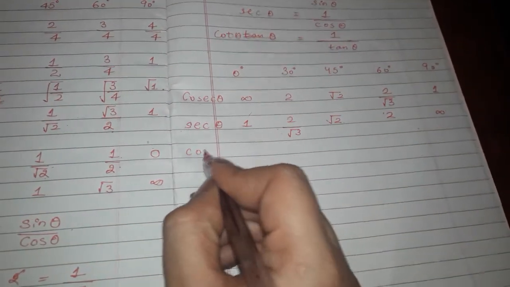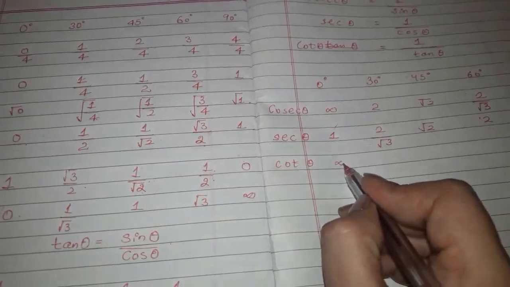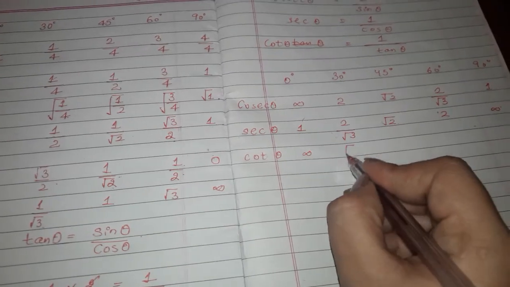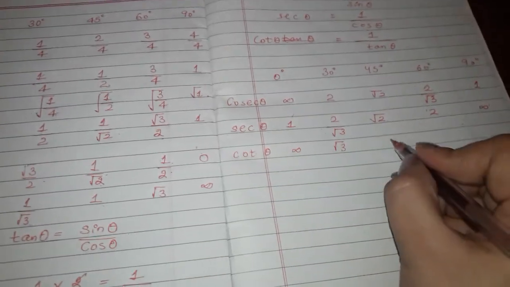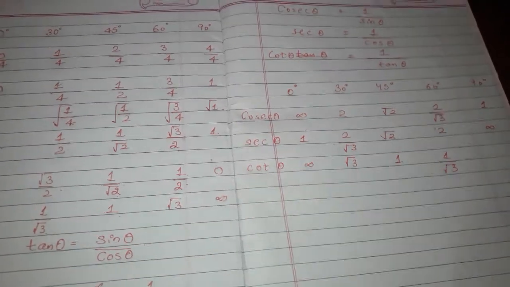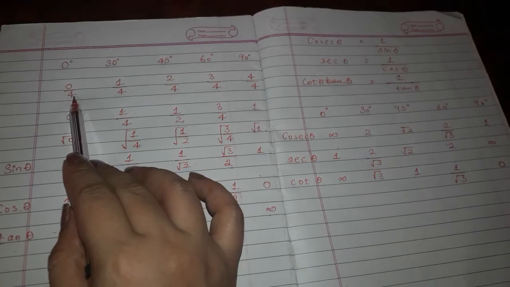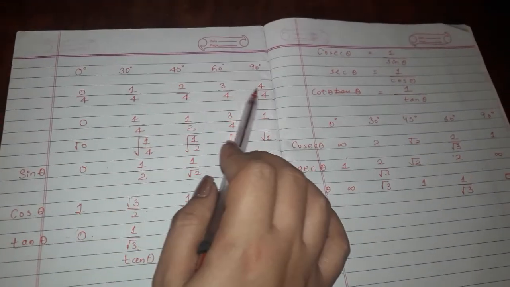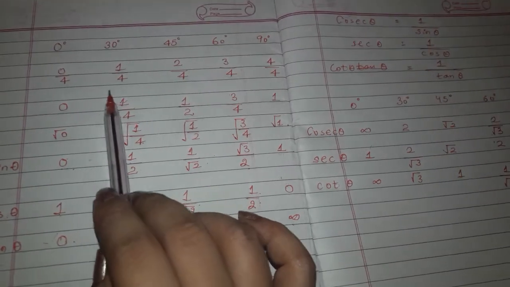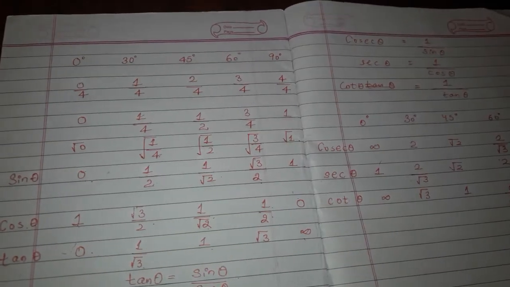Then is cot theta. Tan theta is 0, 1 by 0 will be infinity. Here it will become root 3. Here it will become 1 by root 3, and here it will become 0. So these are the 6 values for the trigonometric ratios, and the trick is that you have to divide 0 by 4, 1 by 4, 2 by 4, 3 by 4, 4 by 4. When you get the answers after dividing them, take under root of all of them and use the answers again.